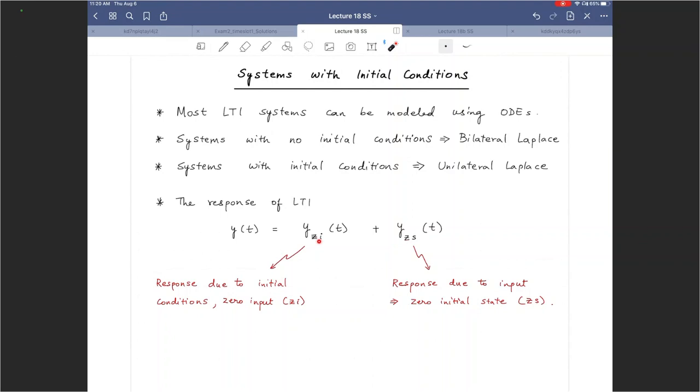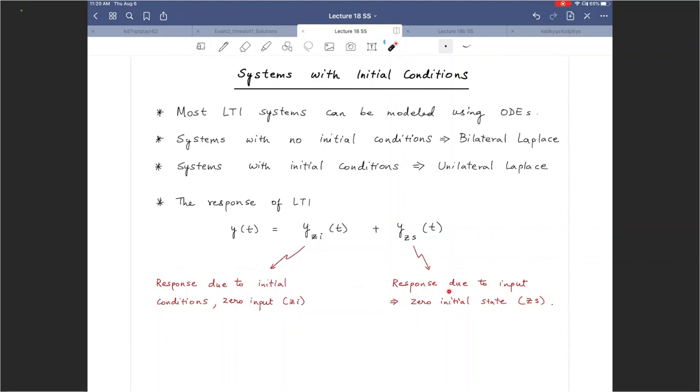Z sub I stands for zero input. So this is the response due to initial conditions, right? Only due to the initial conditions, what is the response? That's y sub zi of t. And we need to add the response due to the input, initial conditions plus the new input.